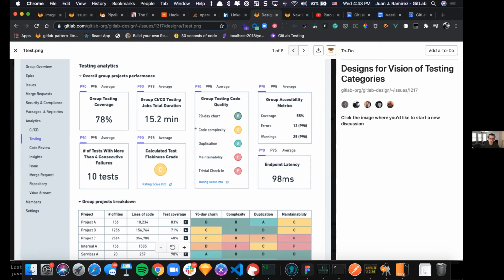So yeah, just in general, all these things that you see are metrics across all your projects. The code quality widget is basically based on Code Climate. Those are metrics that Code Climate provides currently, like the churn, the code complexity, duplication, maintainability. There's this thing called trivial checking, which I don't understand well. I included it because I think it's kind of interesting.